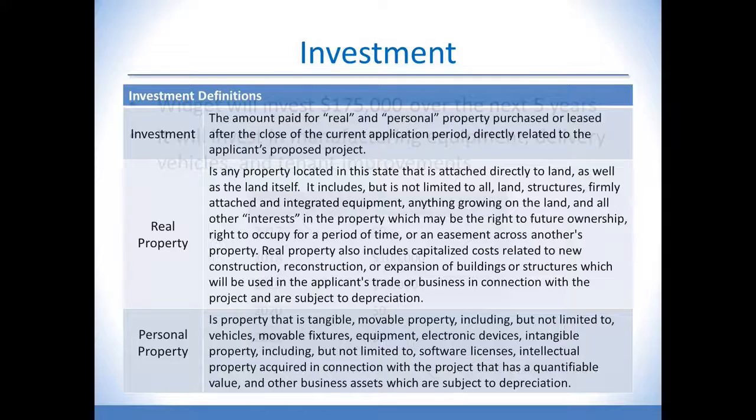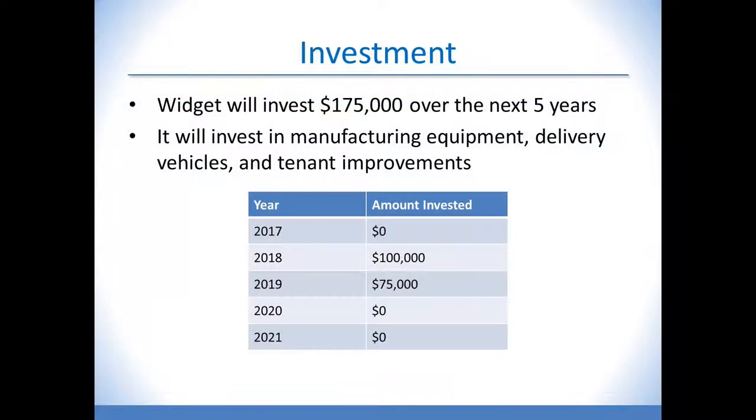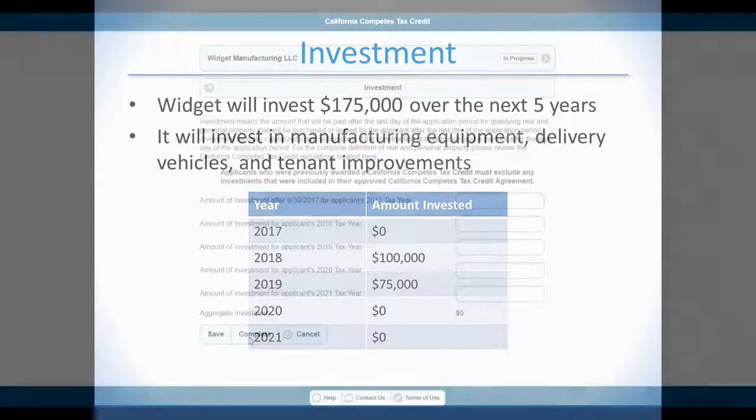Now that we have gone over the definitions, let's use the widget manufacturing example to better explain this section. Widget is planning to invest $175,000 over the next 5 years. It will invest in manufacturing equipment, delivery vehicles, and tenant improvements. Widget is committing to spend $100,000 in 2018 and $75,000 in 2019.